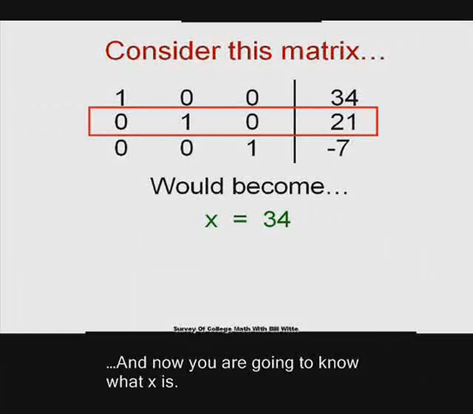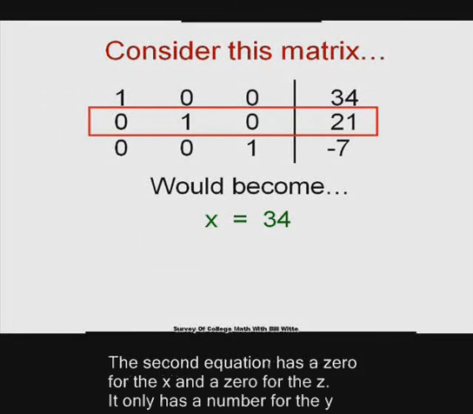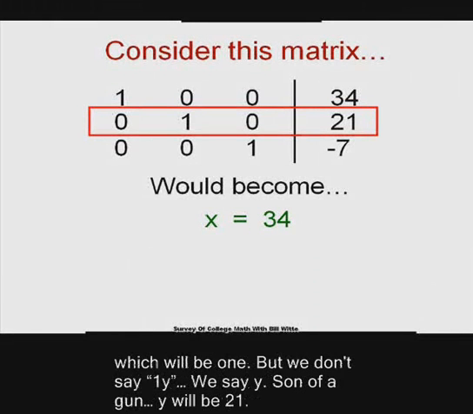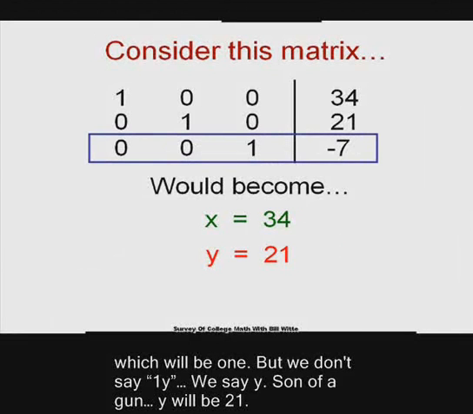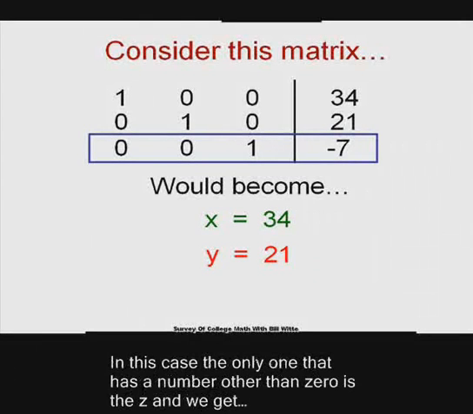And the second equation has a 0 for the x and a 0 for the z. It only has a number for the y. And of course you love 1. So that's going to be 1y, but we don't say 1y. We say y. Son of a gun, y will be 21. And in this case, the only one that has a number other than 0 is the z.